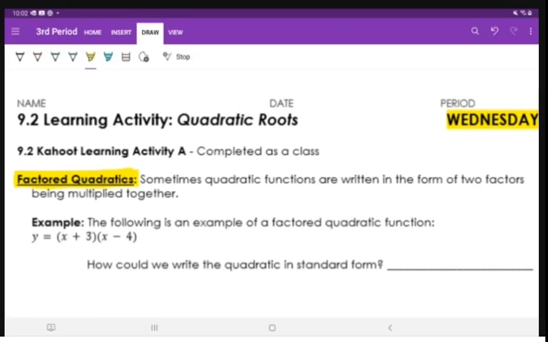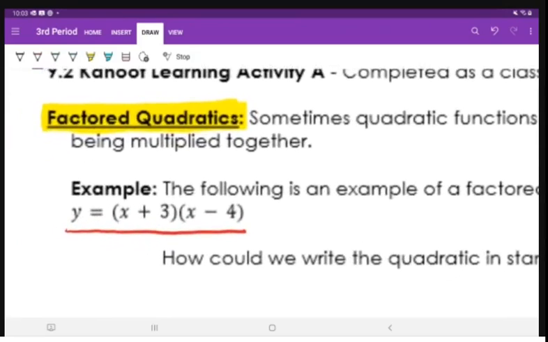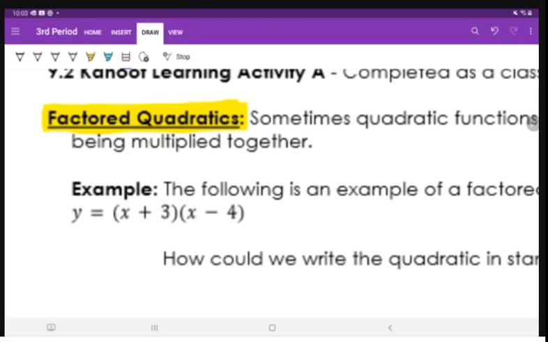Can I get a volunteer to tell me how you would write 6 if you factored it? Kendall? 3 times 2. So if you wanted to rewrite 6 in factored form, you would write it as 3 times 2. Two things multiplied together. That's what factors are. So if we have a quadratic that is factored, it might look something like this. y equals x plus 3 times x minus 4.